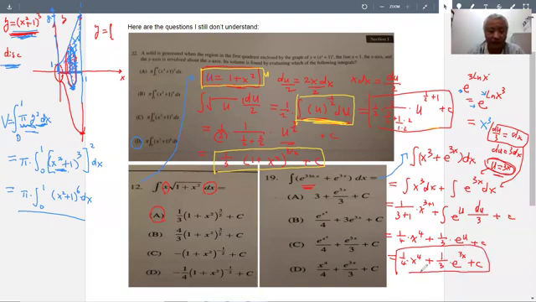Let's check which one will be the answer there, right? Which one will be the answer? Number 19 here, you see here, D is 1/4 x to the 4th plus E to the 3x over 3 plus c. So this is the answer. D is the answer.